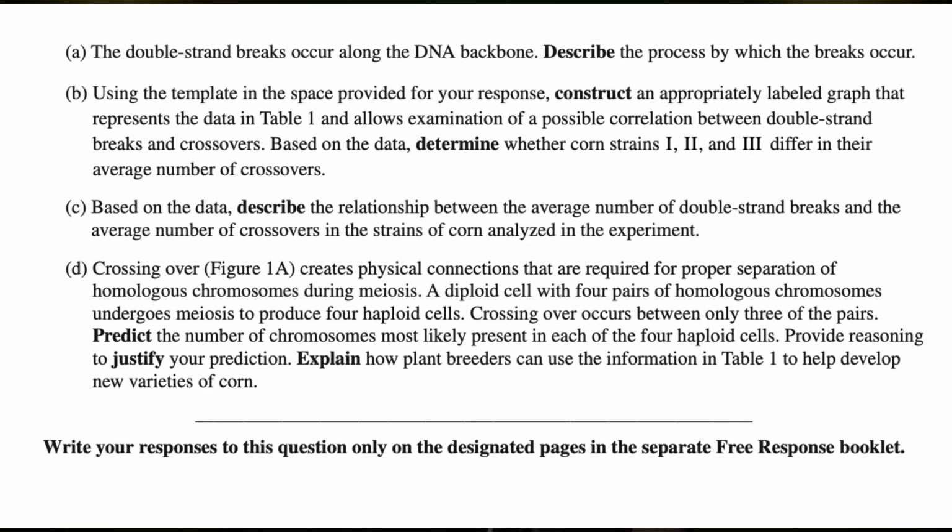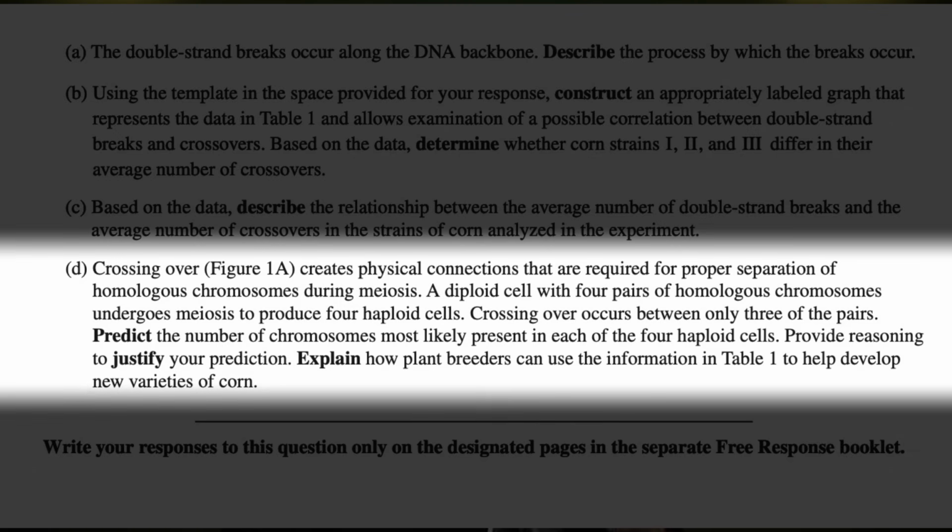Great. So the last part is always the tricky one, so let's check it out. Crossing over creates physical connections that are required for proper segregation of homologous chromosomes during meiosis. A diploid cell with 4 pairs of homologous chromosomes undergoes meiosis to produce 4 haploid cells. Crossing over occurs between only 3 of the pairs, so now we have to predict the number of chromosomes most likely present in each of the 4 haploid cells and provide reasoning.